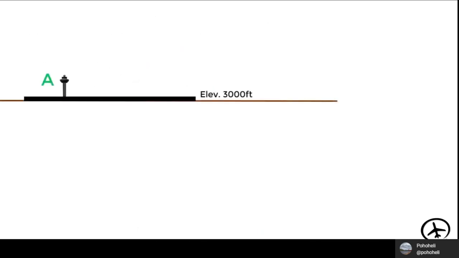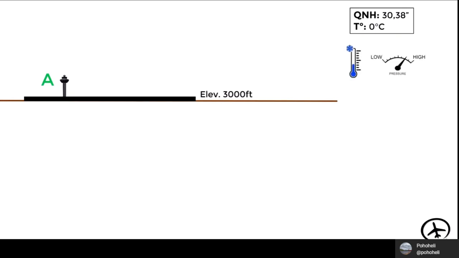Suppose that the airport A, with an elevation of 3,000 feet, reports a QNH of 38 inches of mercury and a temperature of 0 degrees Celsius. This indicates a relatively high pressure and low temperature, which will cause the air density to be high. Now, since the air density is high, it means the density altitude will be low. In this particular case, it is 1,670 feet.